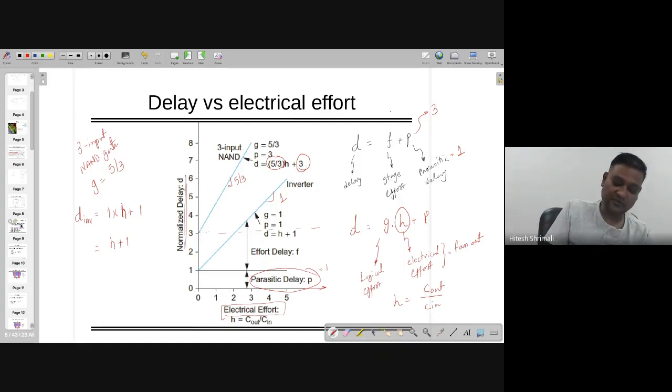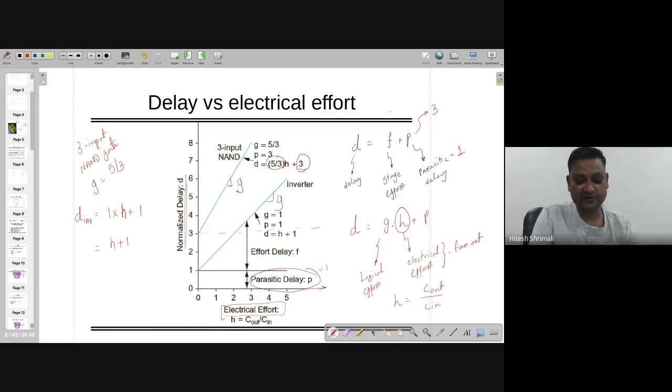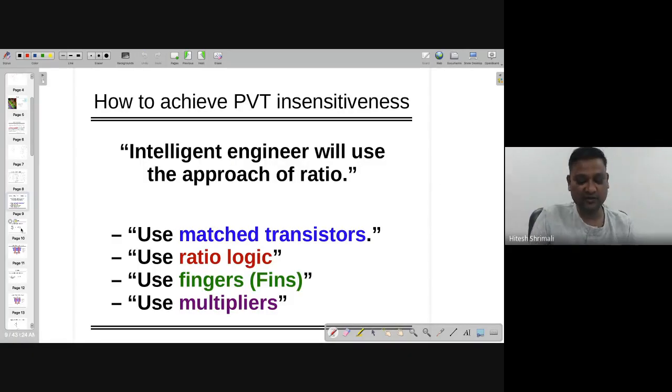So the most important part is that as you are increasing the electrical effort, your delay will increase. So in that case, you can also understand that the slope will be G, the logical effort. So logical effort is the important point because the slope depends on G, where G is the logical effort. Now let's understand what logical effort is and how it's going to be found out with these numbers. But before that, let's understand one more thing.